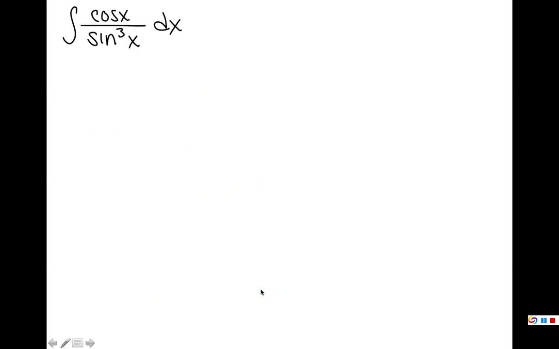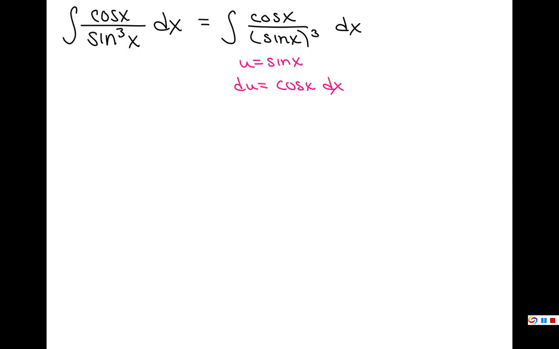All right, let's do another one. Let's see if we can find the antiderivative of cosine x divided by sine to the 3rd x. So the first thing we have to do is to pick something to be the u. Now I think with these trig functions with exponents, I really like rewriting sine to the 3rd of x as sine of x to the 3rd. It's a little bit easier for me to see that the inside function is actually sine x.